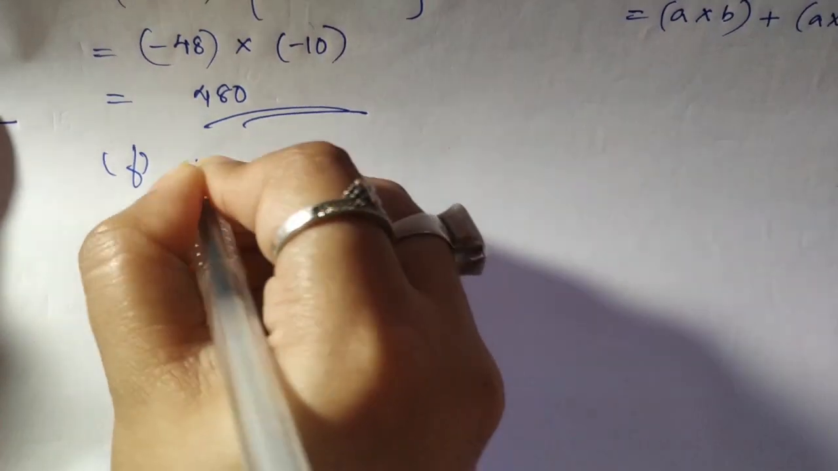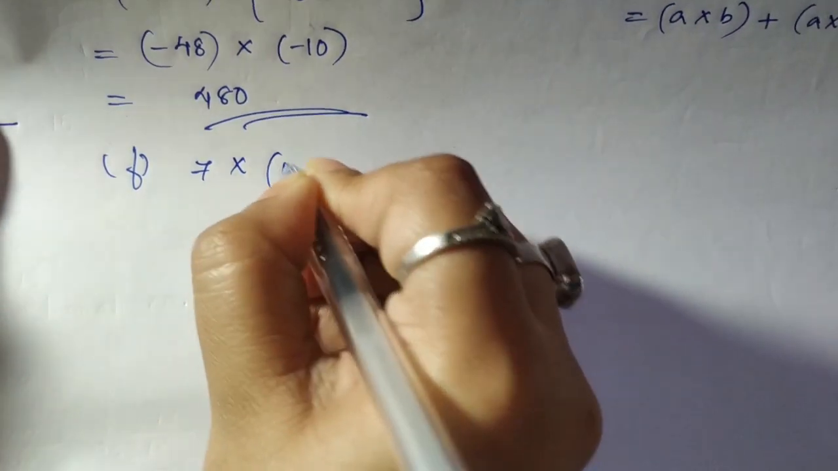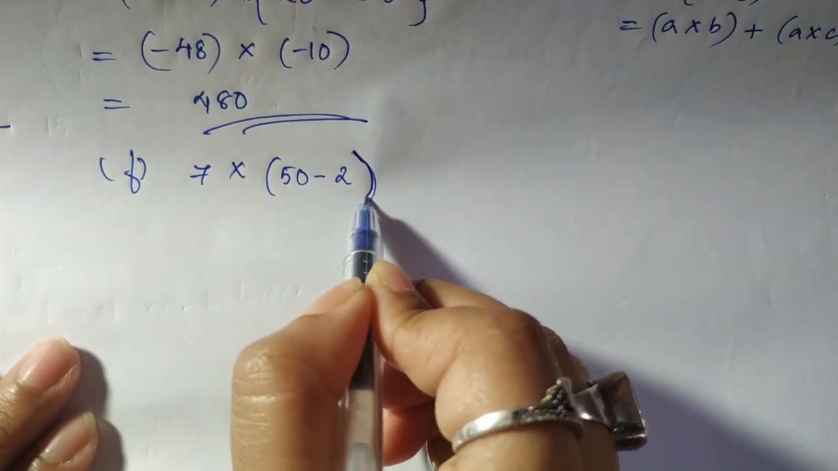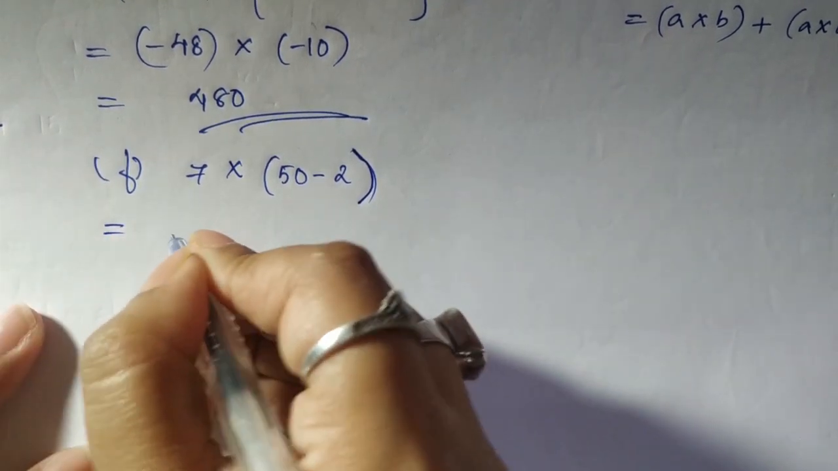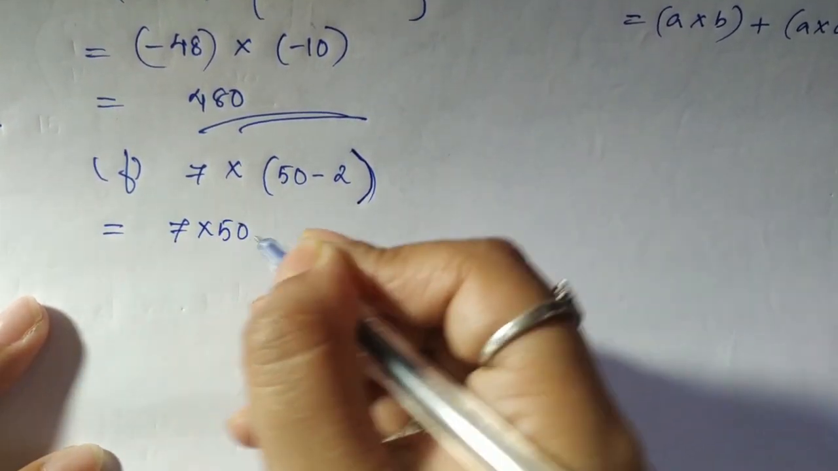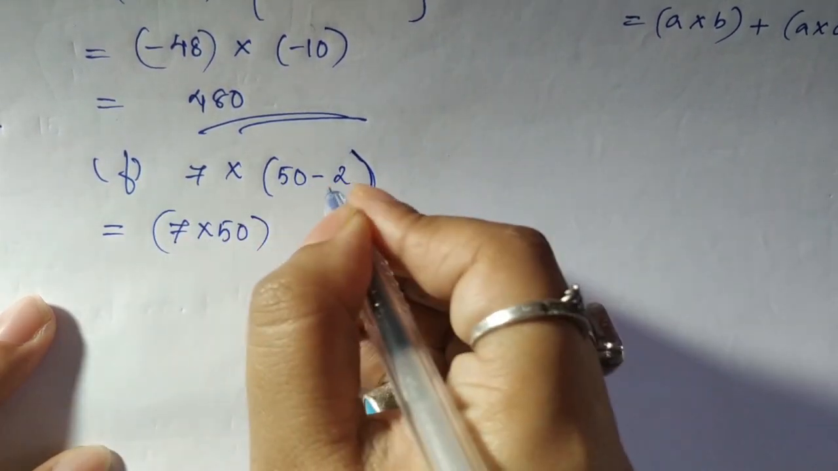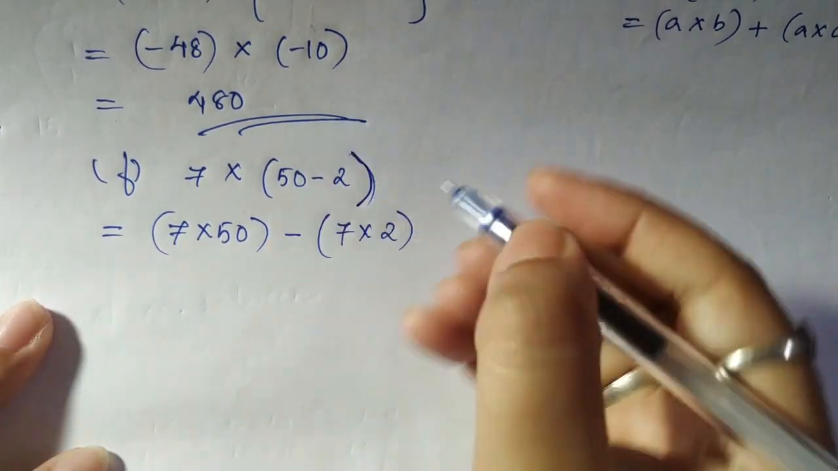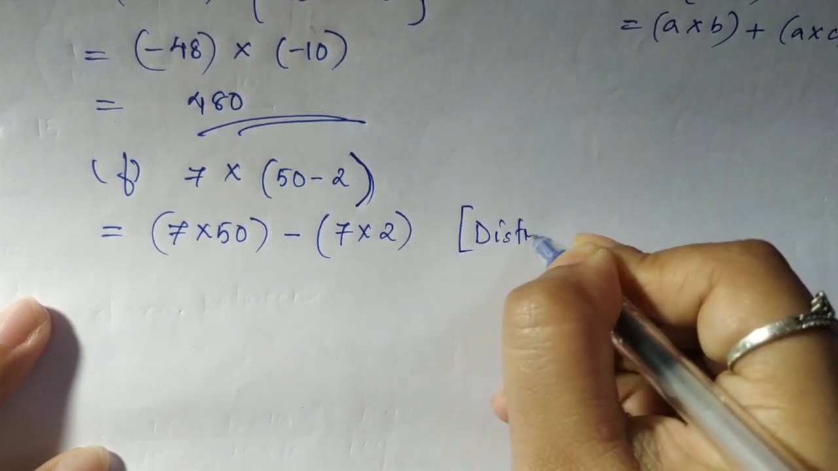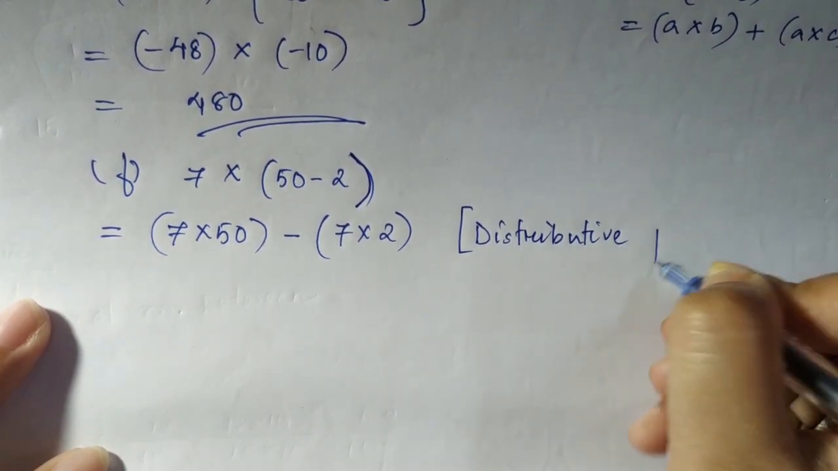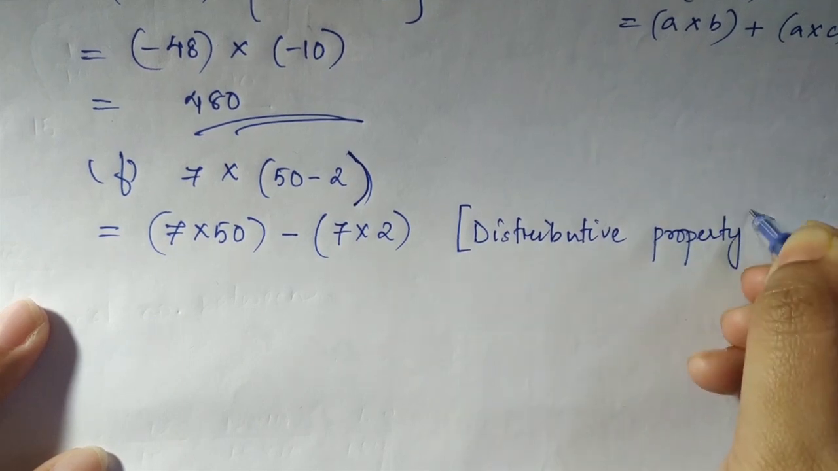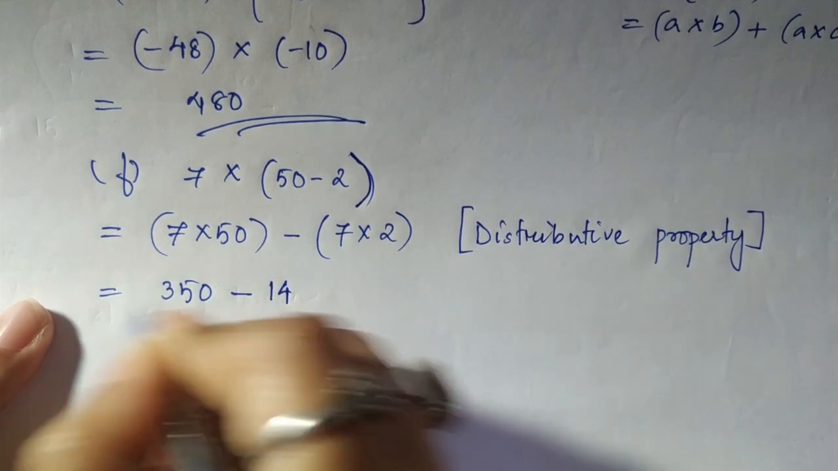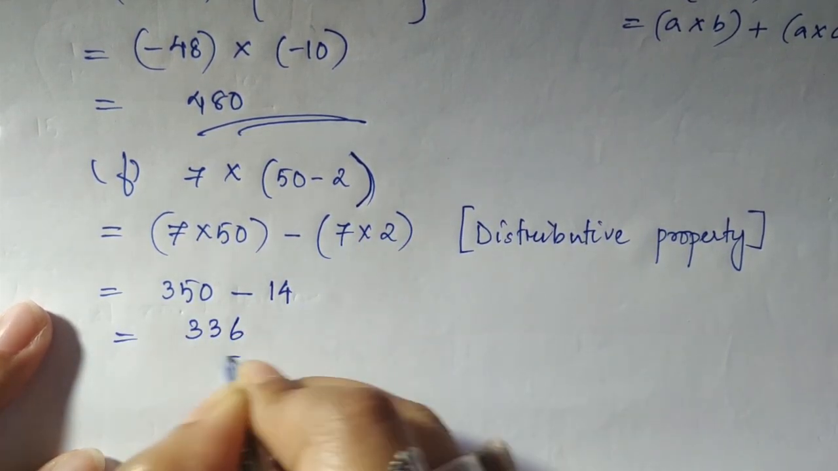Question number F is 7 into 50 minus 2. Is it not the distributive property that I explained in the last sum? So can I write it as 7 into 50, there is a minus sign here, so minus 7 into 2. So the property I used is the distributive property. Just write down the name. So 7 into 50 gives me 350, minus 7 2s are 14. You subtract it, you are going to get 336.